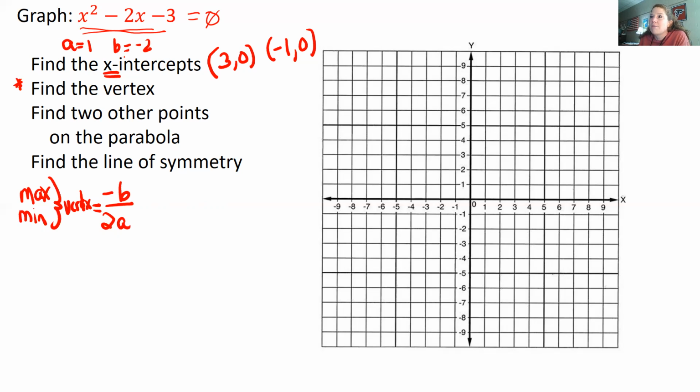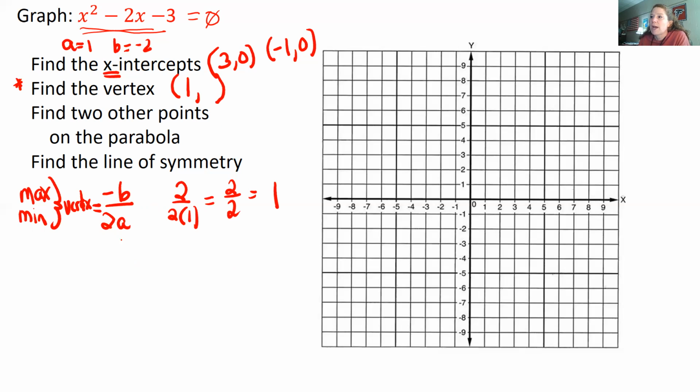All right, so the opposite of -2 is +2, and then 2 times 1. I say the right number and I write down the wrong thing. All right, so the opposite of -2 is +2, and then 2 times a, which is 1. So we have 2 over 2, which is 1. So the x value of our vertex is 1.